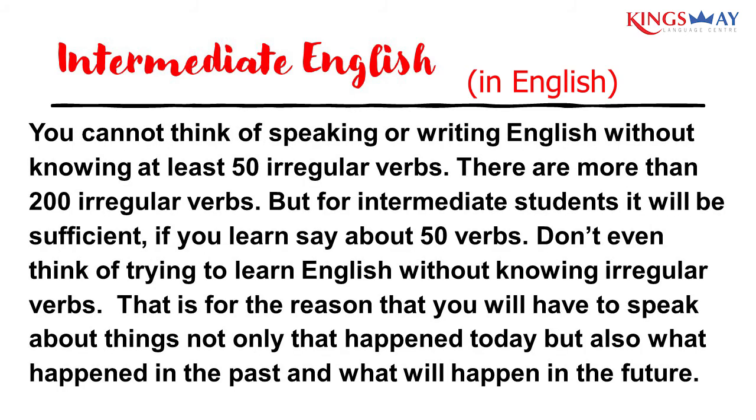You cannot think of speaking or writing English without knowing at least 50 irregular verbs. There are more than 200 irregular verbs, but for intermediate students, it will be sufficient if you learn, say, about 50 words. Don't even think of trying to learn English without knowing irregular verbs. That is for the reason that you will have to speak about things not only that happened today, but also what happened in the past and what will happen in the future.